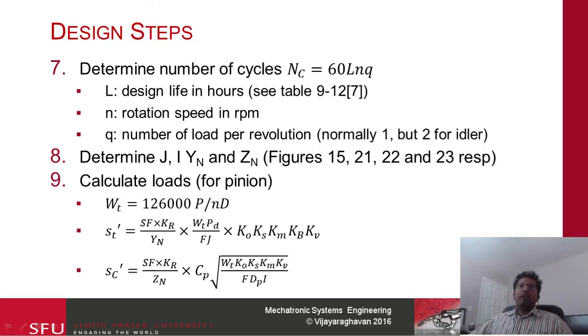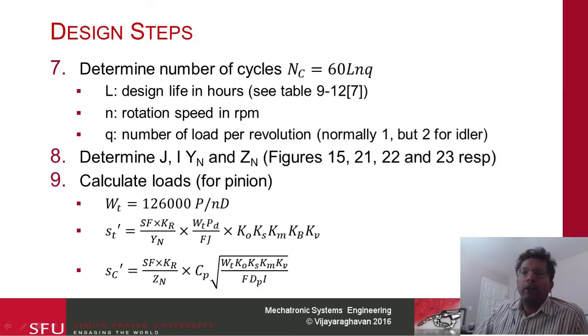Then we determine the factors J and I, which are the geometric factors: J is the geometric factor for bending, I is the geometric factor for pitting or contact resistance. Similarly you have Yn and Zn, which are the cyclic factors, and you would refer to these in figures 15, 21, 20, and 23 respectively.